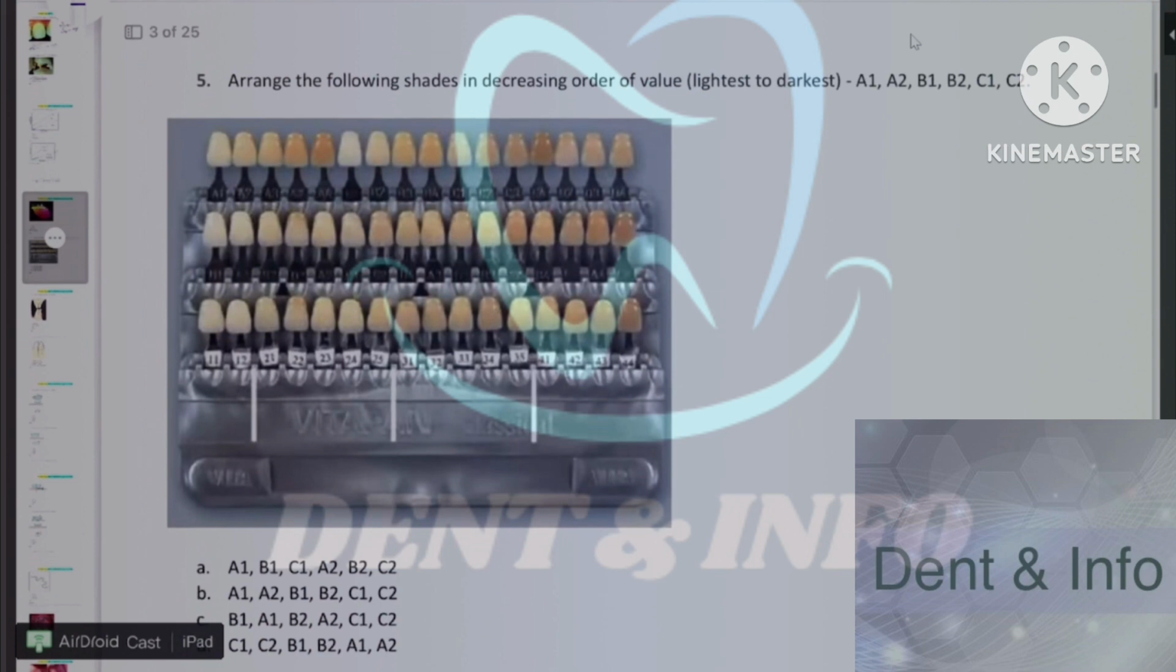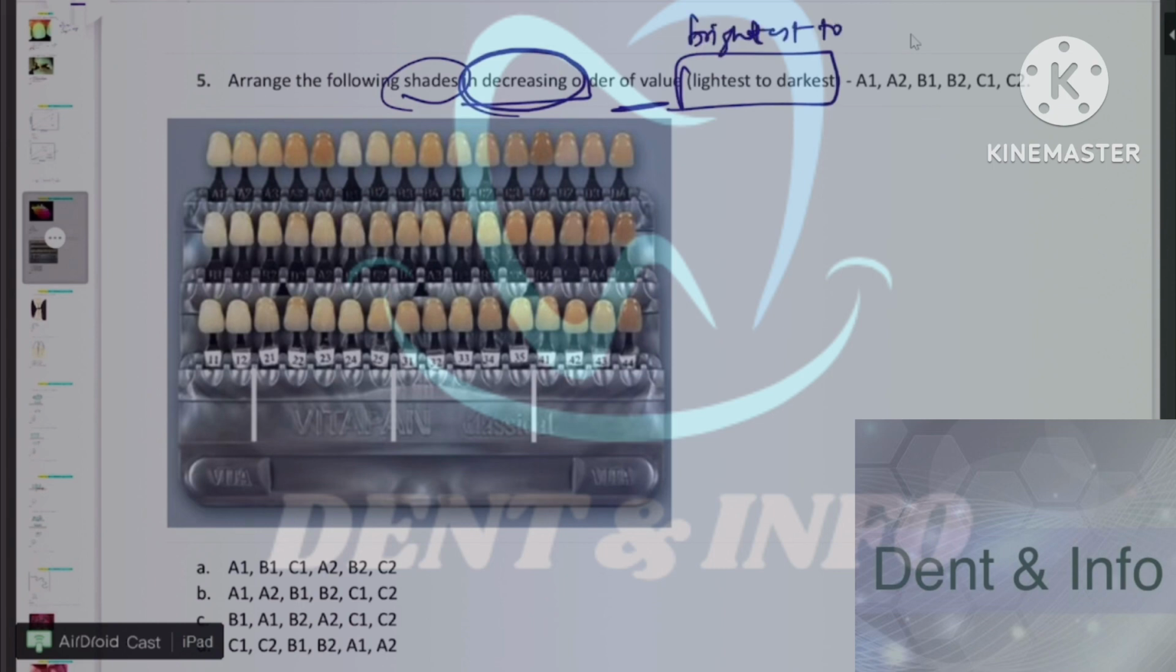Right, now this is one of the favorite questions in AIIMS also, in NEET also. Arrange the following shades in decreasing order of their value, means lightest to darkest, or brightest to dullest. There is no word called dullest, but most dull. Okay, maximum value is of B1 in this shade guide. So luckily you have one option, but still remember B1, A1, B2, A2, C1, C2. Okay, amongst these I have given you this PDF, right?